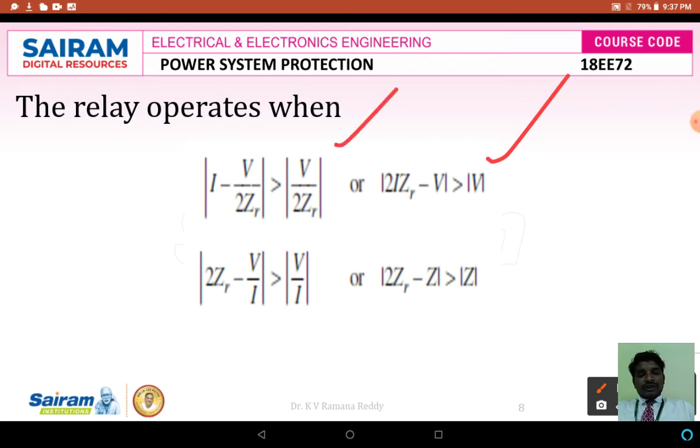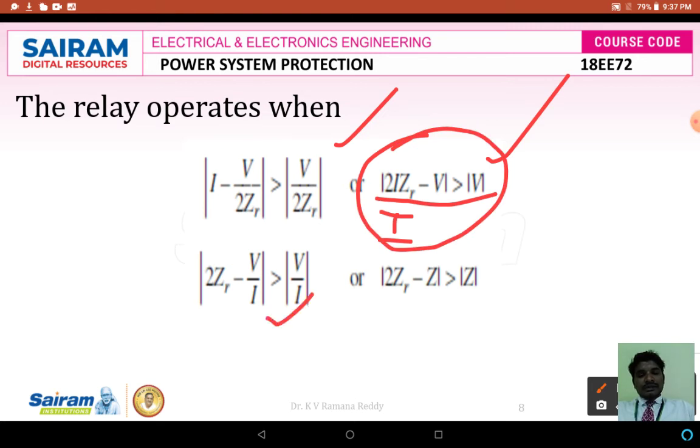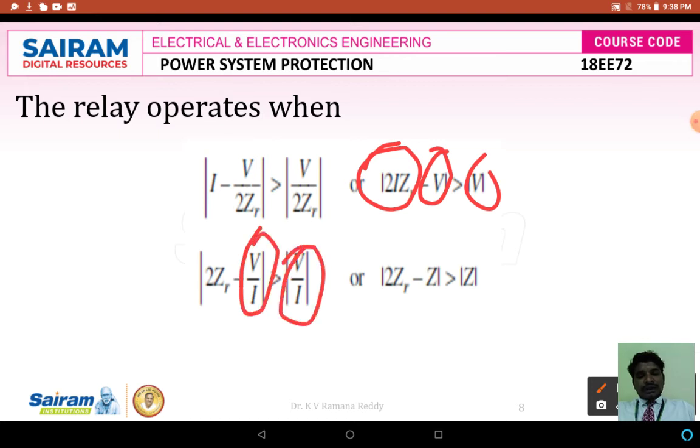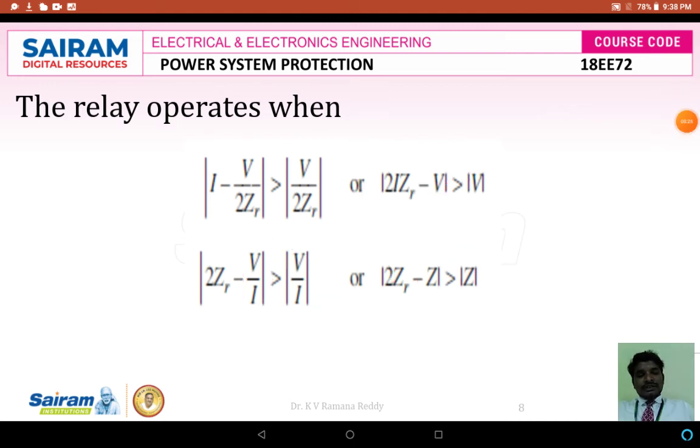Or, if I divide the entire equation by I, the equation becomes 2ZR minus V by I is greater than V by I. Here V by I we can write as Z. Then the equation again we write as 2ZR minus V by I and V by I, where V by I we can write as ZR and Z. Therefore the relay will function whenever 2ZR minus Z is greater than mod of Z in terms of impedance, or in terms of the angle impedance relay, whenever the actuating quantity, current magnitude, is greater than the voltage magnitude, the relay will operate.